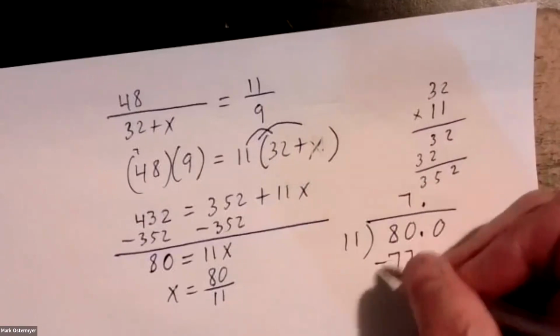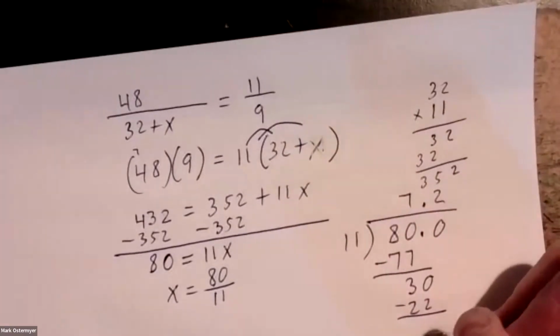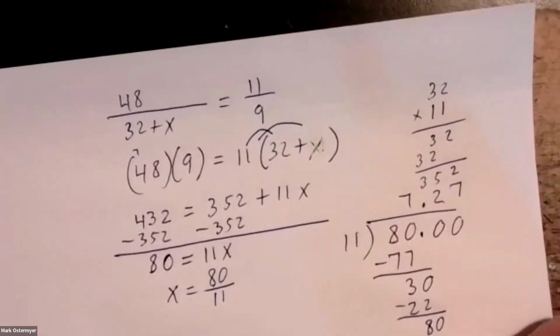How many times does 11 divide into 80? 7. The difference is 3. This is going to repeat, okay?